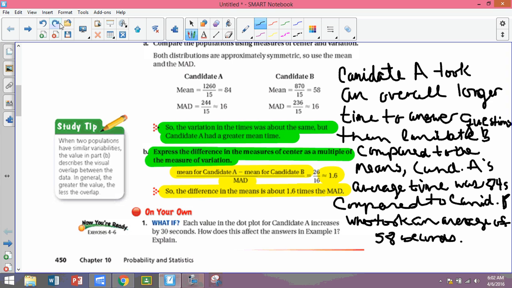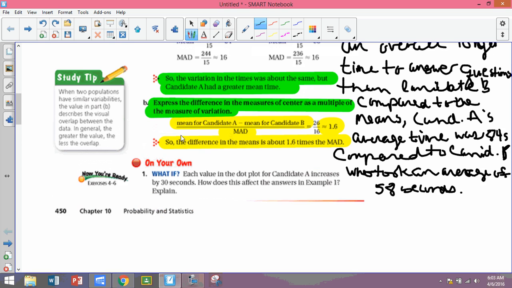Okay, now that would really only work if you have an equal MAD. So if your MAD is the same for two data sets, you could subtract your means and then divide it by your MAD, and that'll tell you how many times the difference in the means is compared to the MAD. But it's not something that you have to do. This in itself, this sentence right here, is an excellent answer. It's an exceptional answer. So if you would write your sentences like this, you would be exactly where we want you to be.